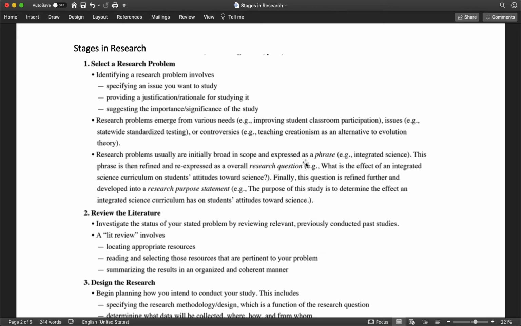So for example, here I've got, what is the effect of an integrated science curriculum? So the words integrated science curriculum is kind of a new thing that we're exploring on students' attitudes towards science. So we want to see if we can increase participation by looking at attitudes with respect to science, if I use this new thing called an integrated science curriculum, right? So you want to be broad.